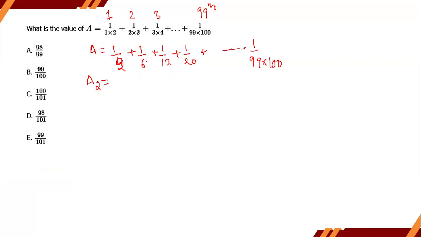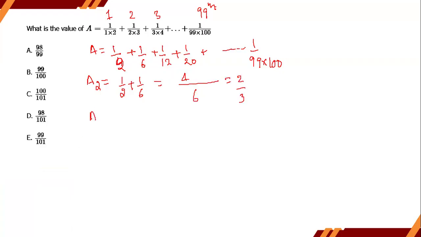So 1/2 plus 1/6 plus 1/12 plus 1/20. We will figure out the cumulative sum of the first two terms. So 1/2 plus 1/6, which makes it 3 plus 1, 4/6. So we have 2/3 here, right?